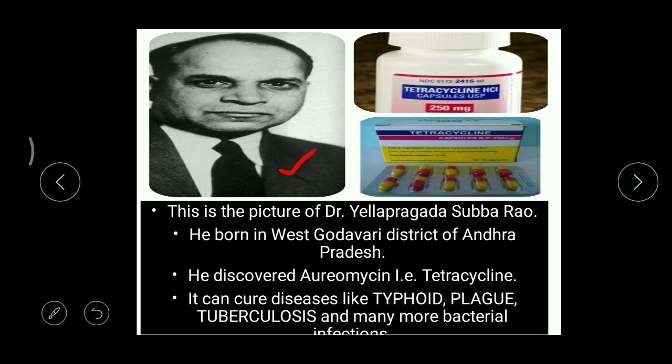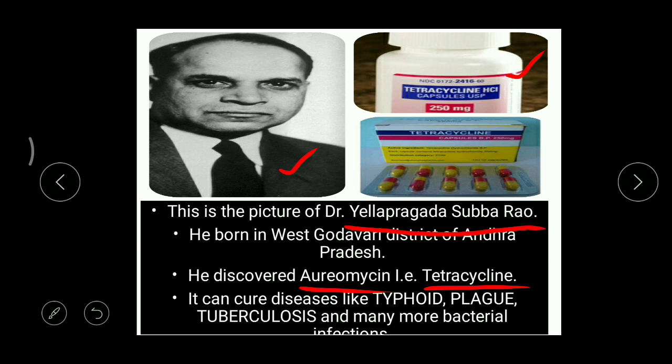Okay. Now, who is this scientist? He is a famous Telugu scientist, and his name is Dr. Y. Subbarao, which means Yellapragada Subbarao. He belongs to Andhra Pradesh, and was born in West Godavari district. We are talking about this scientist because he prepared a special antibiotic called aureomycin, which can otherwise be called tetracycline.